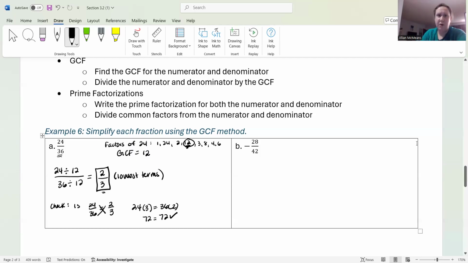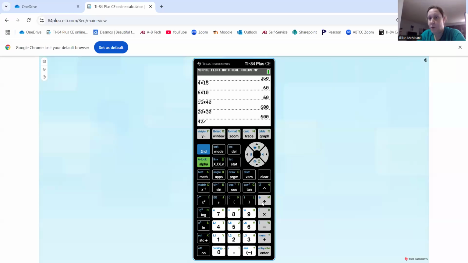The answer is no. And if you're unsure of what I mean, if you go to the calculator, if we were to take 42 and divide it by 28. For 28 to be a factor of 42, I would have to get a remainder of 0, which means I would get a whole number answer. Well, when I take 42 and divide it by 28, I get a nice decimal, but I get a decimal. So that tells me 28 is not a factor of 42. So that's what I mean when I say 28 doesn't go into 42.